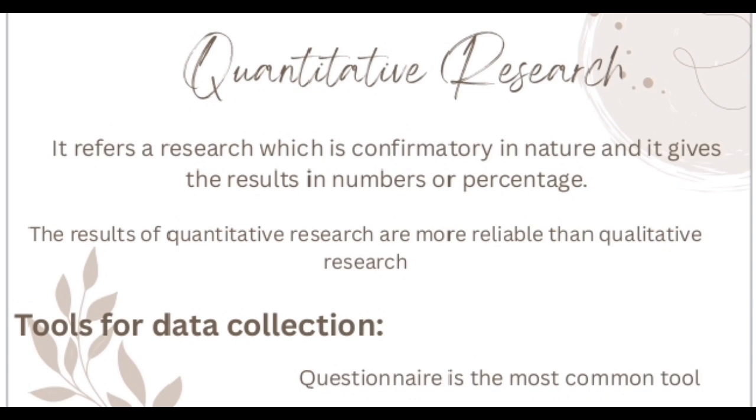Okay, so then the results of quantitative research are more reliable than qualitative research. Yes, why? Because when we research qualitatively, that means we are exploring something new that is not confirmed. But in natural sciences we need a confirmed result, we need a result that is reliable. So that's why quantitative research occurs in natural sciences. Okay, then tools for data collection: how are we collecting data in quantitative research? Basically we mostly use questionnaires or surveys for collecting the data from the participants in quantitative research.